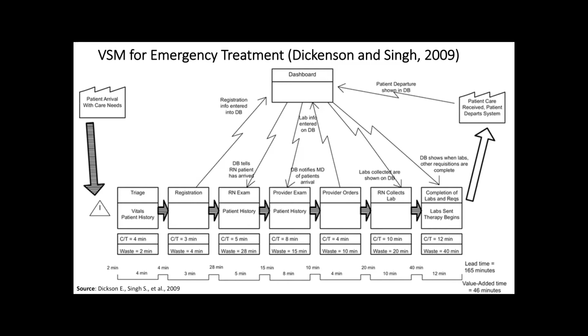So the value stream map is going to help us to document the steps with a lot more detail. It's going to help us to see what are the value added, what are the non-value added, waiting times, waste that exists in the process.